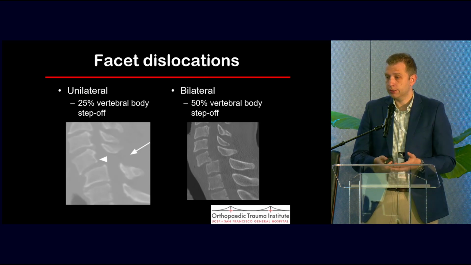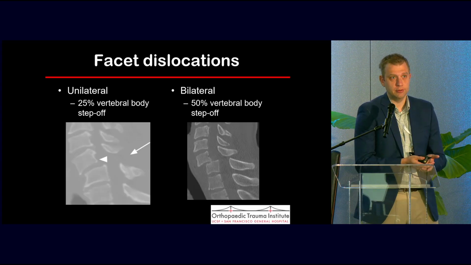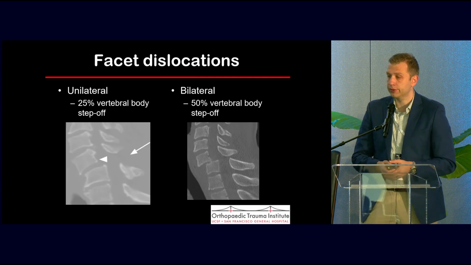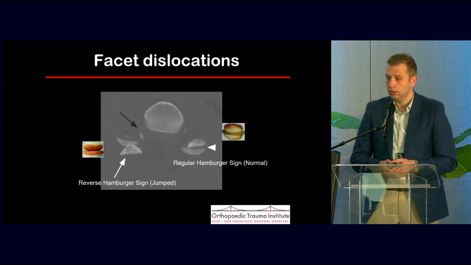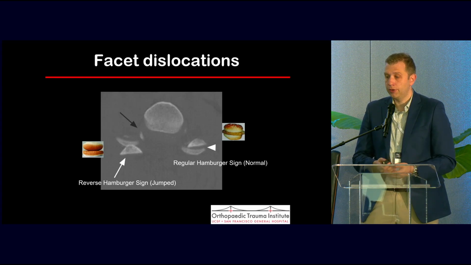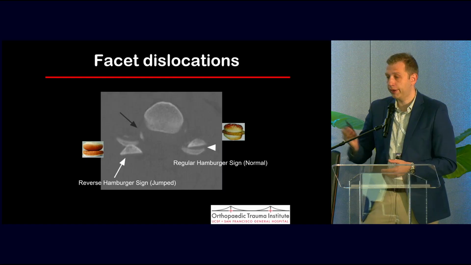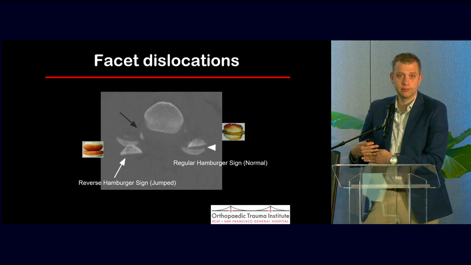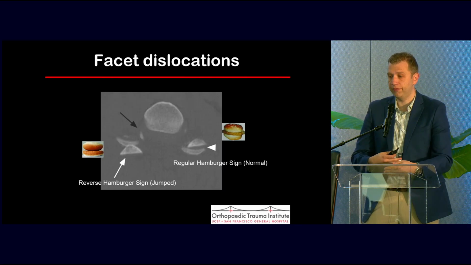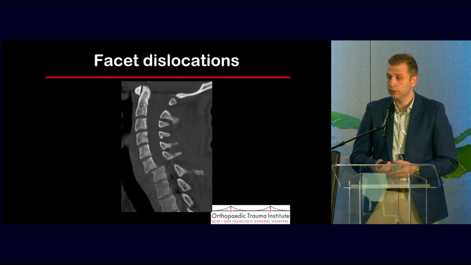With these injuries, if you have a unilateral facet dislocation, you usually see up to 25% of a vertebral body step-off. Bilaterally, you have 50% vertebral body step-off or more. On the axial, you'll see what's called the reverse hamburger sign. The regular hamburger shows the facets lined up, but if you've got a jump facet, it looks like the buns are flipped.